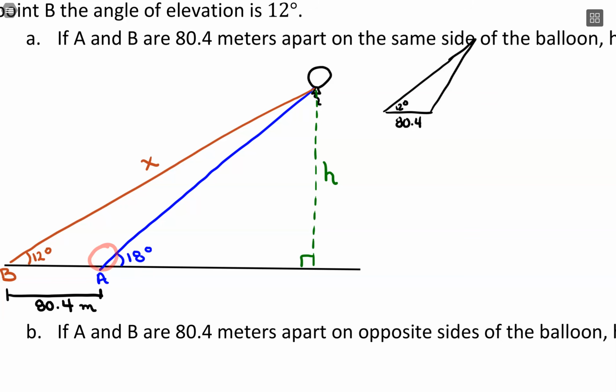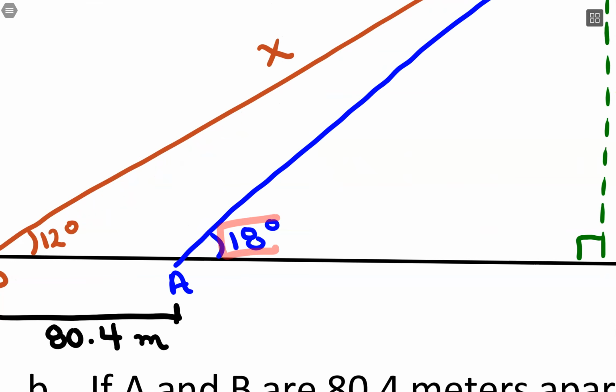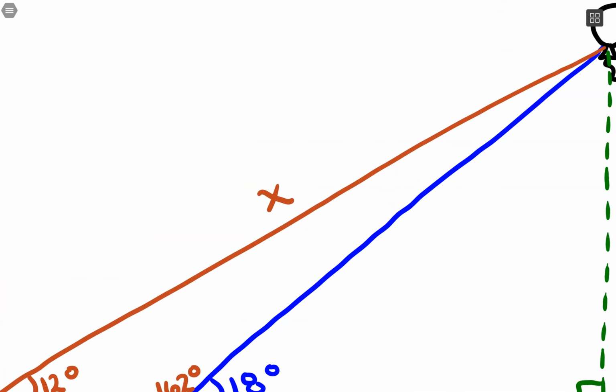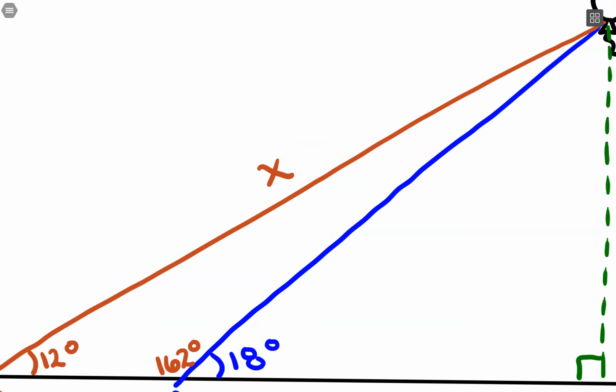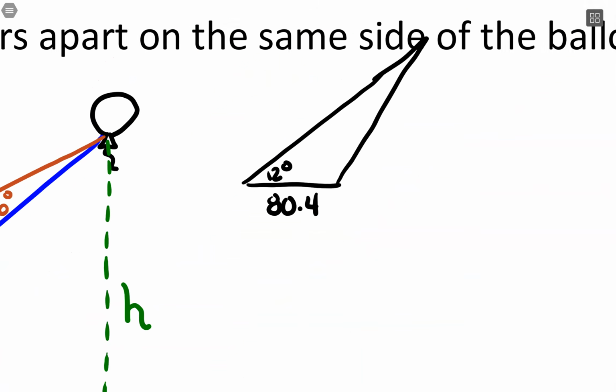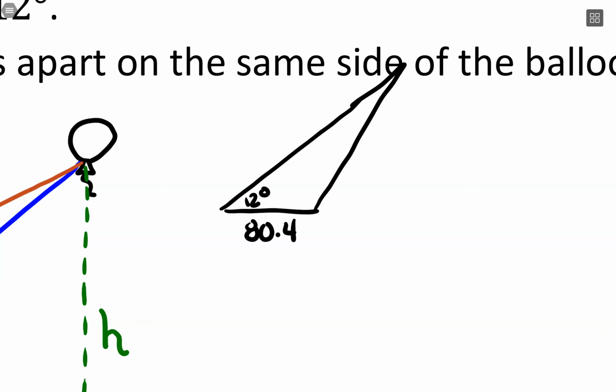Now, we can fill in this angle measurement here with that 18 degrees. That should be a total of 180 degrees. So 180 minus 18 is going to be 162 degrees. And then we can find our third angle. So 180 minus 162 minus 12, and that should be 6 degrees. So in terms of my triangle, I could go back here and try to write this in. We have all three angle measurements, which is helpful.